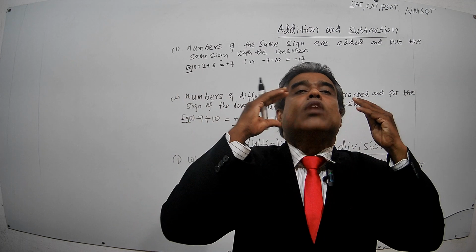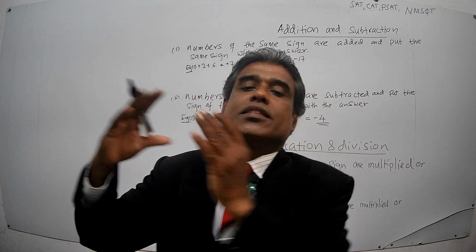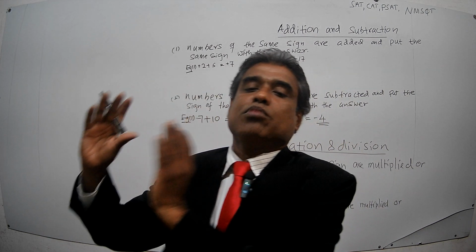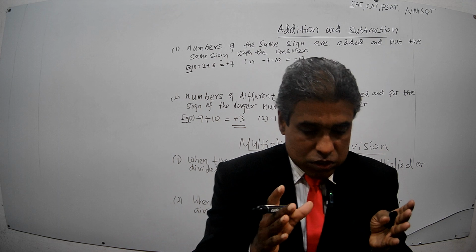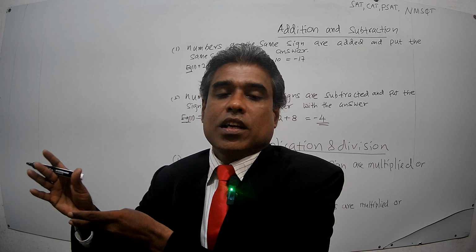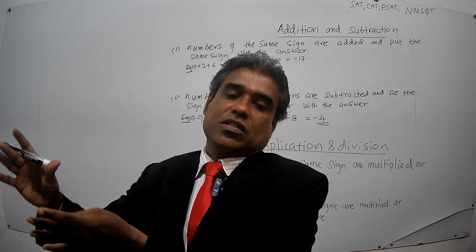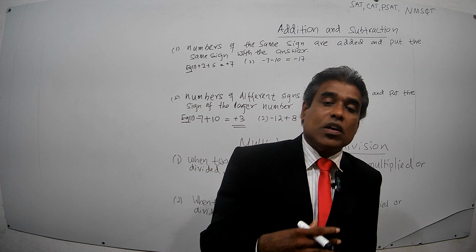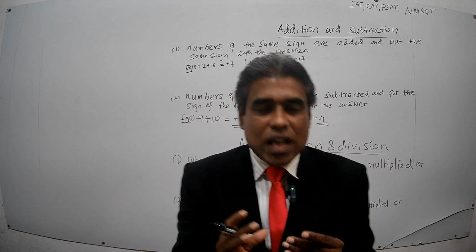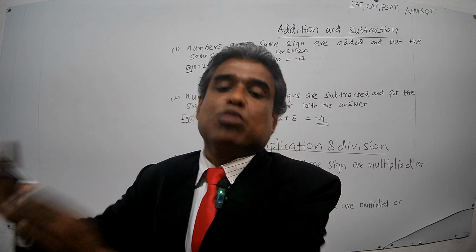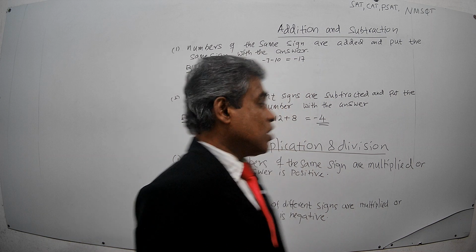If you multiply two numbers of negative sign, the answer is positive. If you multiply two numbers of positive sign, the answer is positive. If you divide two numbers of positive sign, the answer is positive. If you divide two numbers of negative sign, the answer is positive. So whatever it is, whether negative or positive, if the two numbers have the same sign and are divided or multiplied, the answer is always positive. That is the principle. Let's take some examples.